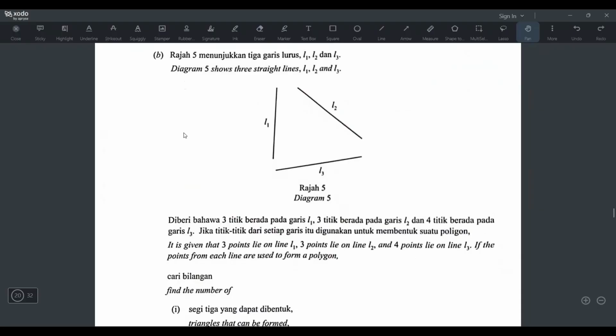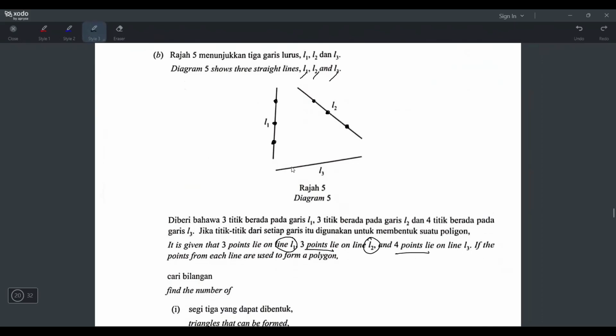Okay, let's go. Diagram 5 shows three straight lines L1, L2, L3. Okay, got three lines. It is given that 3 points lie on L1. Let's just put three dots here, showing that there's 3 points on this line. And then 3 points lie on L2. Okay, L2 also 3 points. Let's just put any 3 points anywhere on this line. Next, 4 points on L3. One, two, three, four. Okay, done.